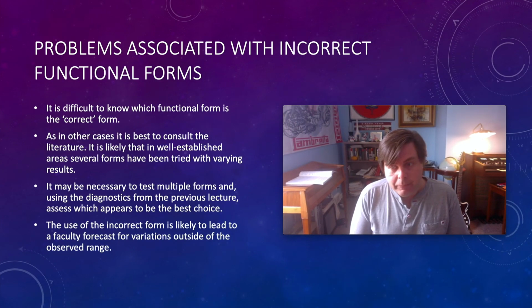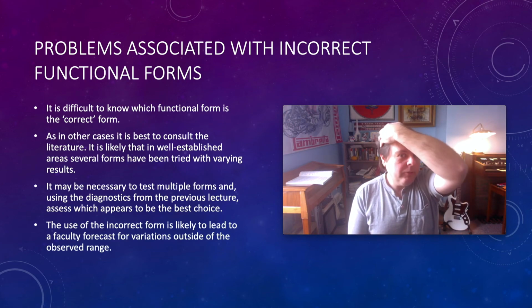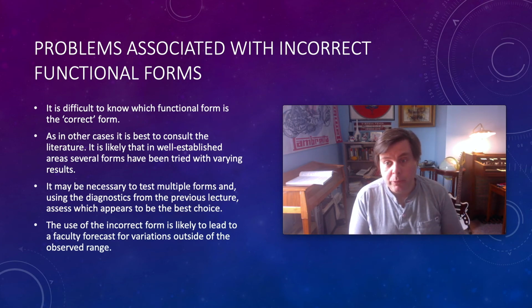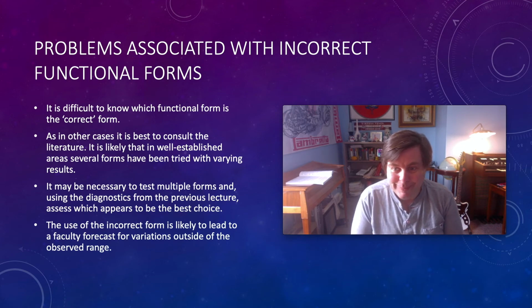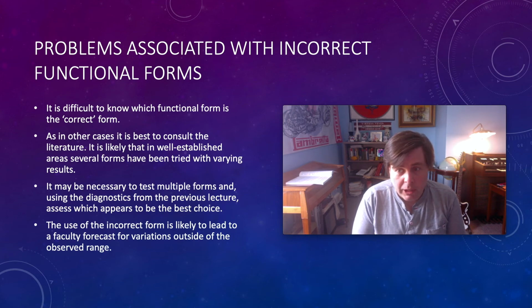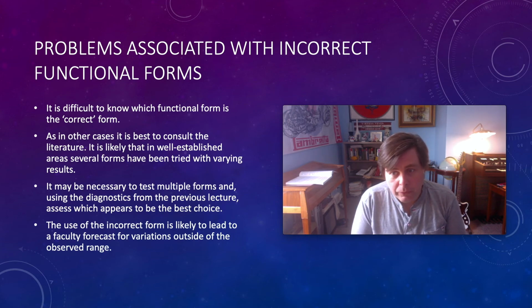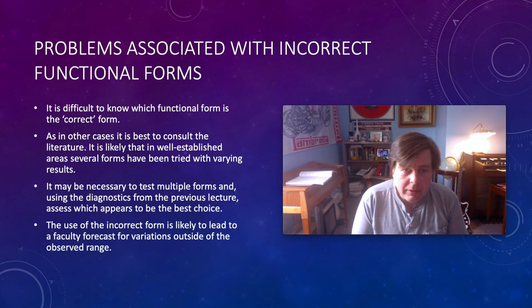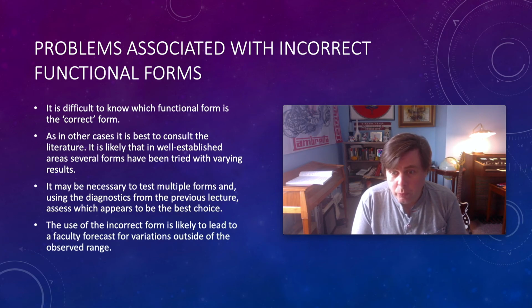There are, of course, problems associated with incorrect functional forms, and it's impossible to know the true functional form, for a lot of reasons that we've already talked about. But where we start is with the literature. Everybody watching this is new to research and new to econometrics, so we want to see what other people have done. What are the forms that they've used? In some cases, you're going to find that there is no one right answer. In fact, that's going to happen a lot.